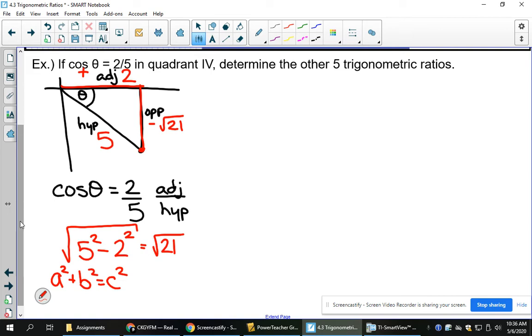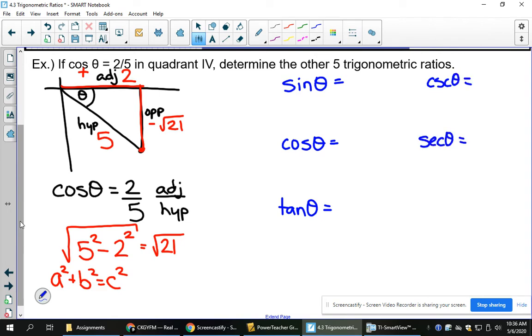All right, they want us to determine the other 5 trigonometric ratios, which are sine. We already have cosine, but I like to write it anyway so that I can do secant easily, and tan. And then cosecant, secant, and cotangent. Let's start with what we know.